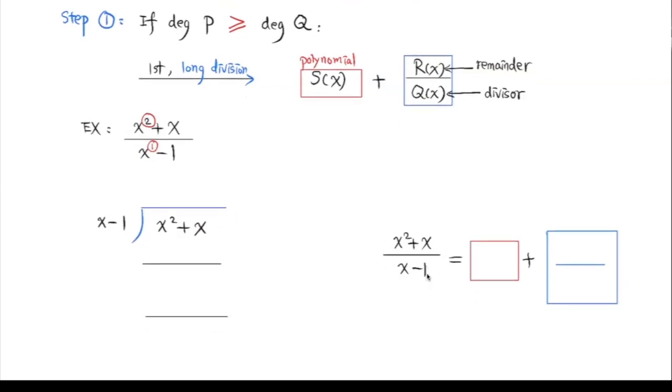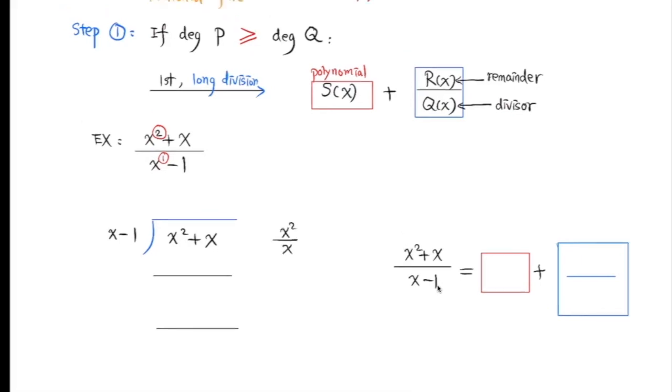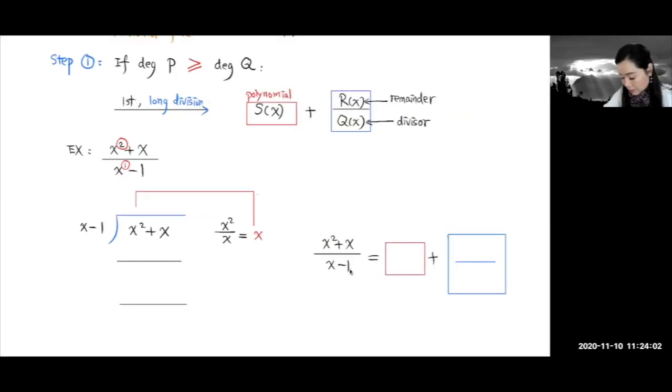You look at the term with the highest power of x. Think about x squared divided by x. What's x squared divided by x? That's equal to x. So you put x over here.